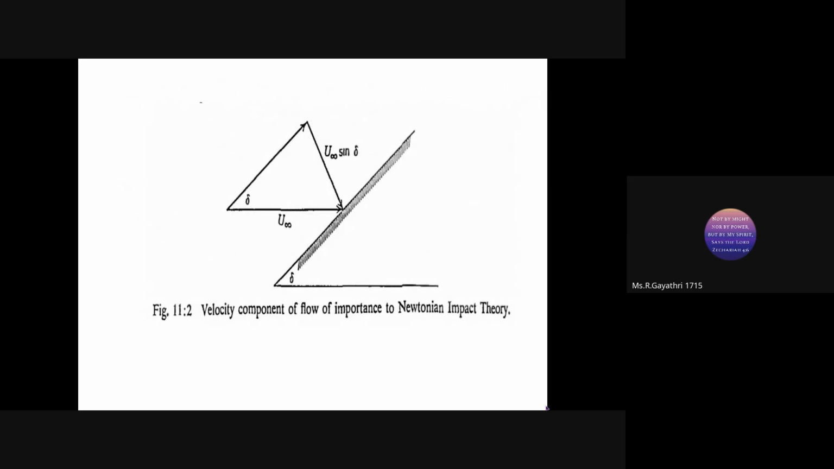But the momentum imparted to the object in the normal direction can be considered. U infinity, the free stream, can be resolved into two components. One is parallel to the model, another one is perpendicular to the model. Here U infinity sine delta can give notable momentum change over the model.